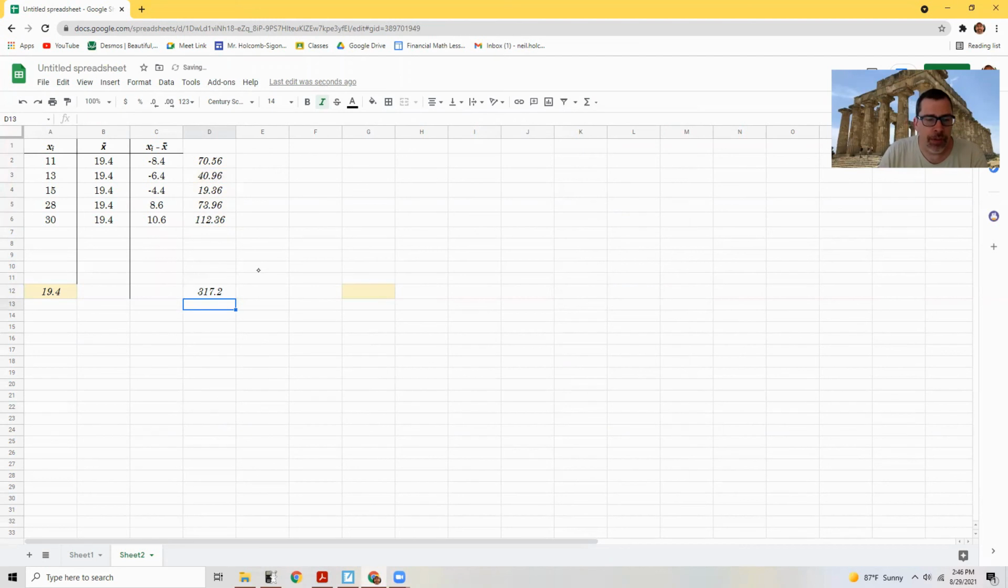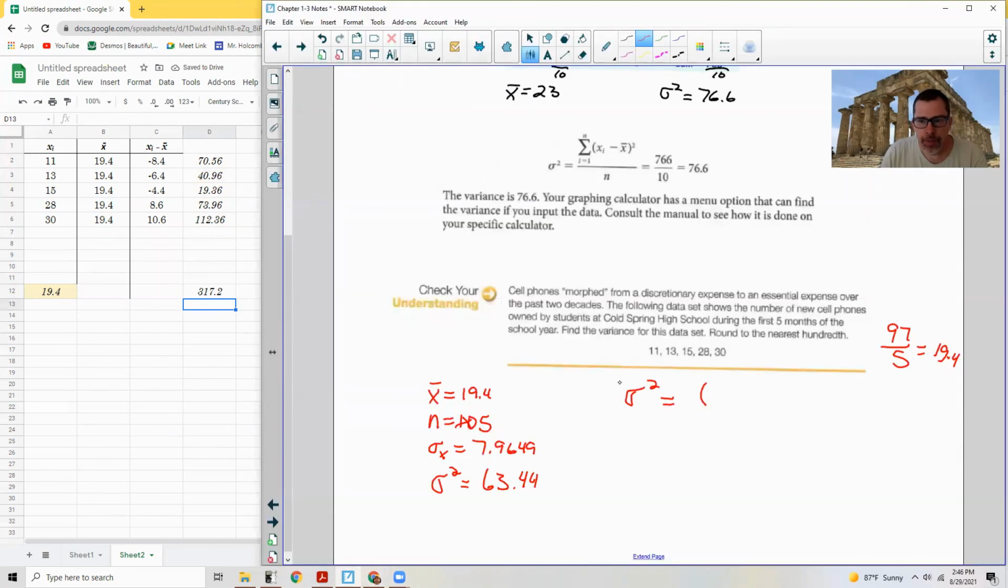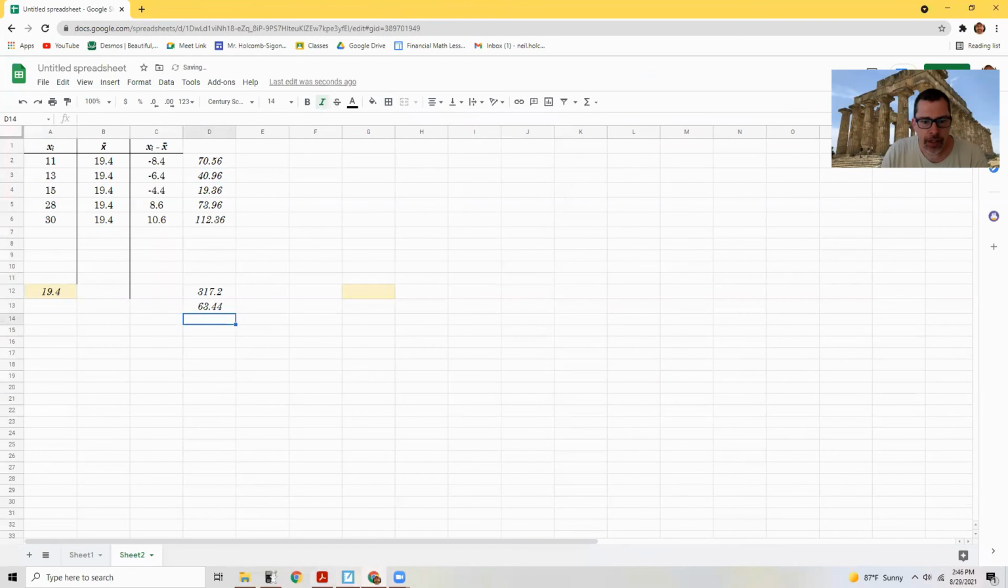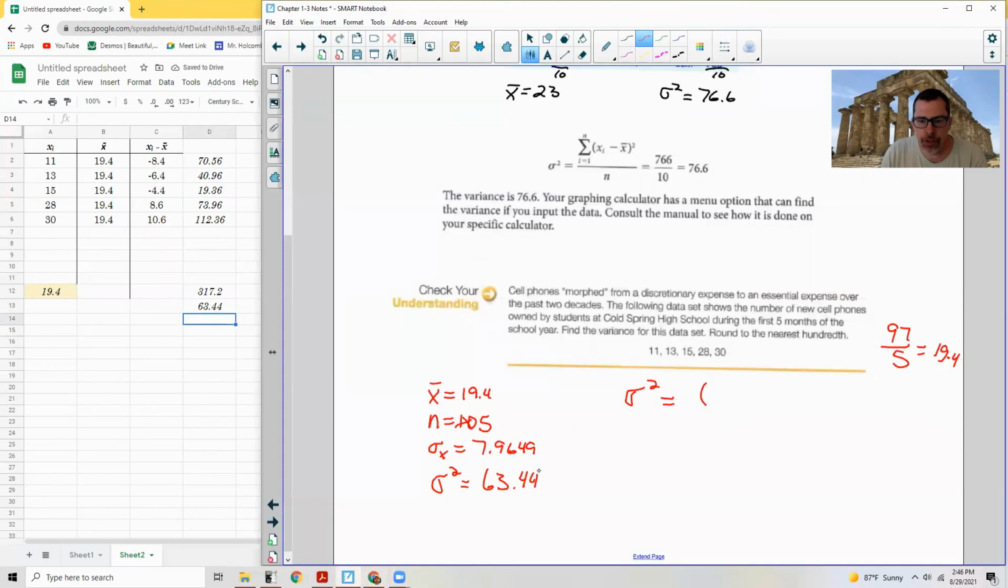All right, take the sum of those and we get 317.2. Okay, so we took the sum of all of those squares and then we divide by 5. So then we say that equals this divided by 5, enter. I got 63.44 and it checks. Okay, so there is the variance for these values.